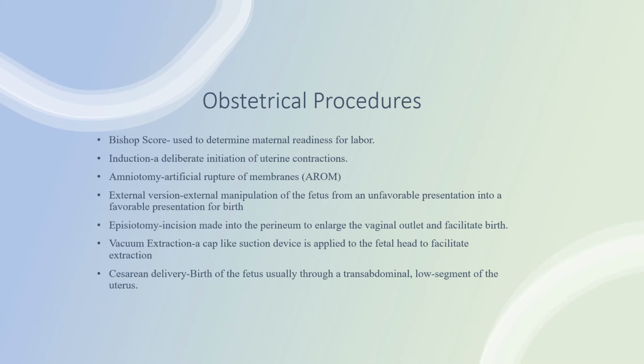All right, so for some obstetrical procedures, there's a Bishop score that can be used to determine the maternal readiness for labor, evaluate cervical status and fetal position. It's done before the induction of labor. Basically you need a score of 8 or greater to say that the chance of a successful vaginal delivery is good. Induction is the deliberate initiation of uterine contractions. We talked about that with the prostaglandins.